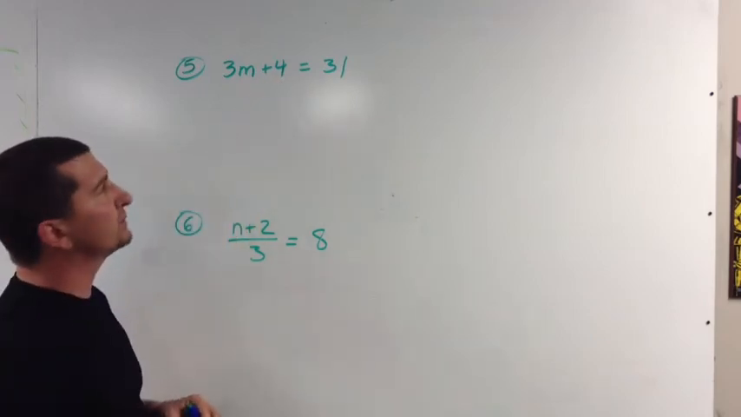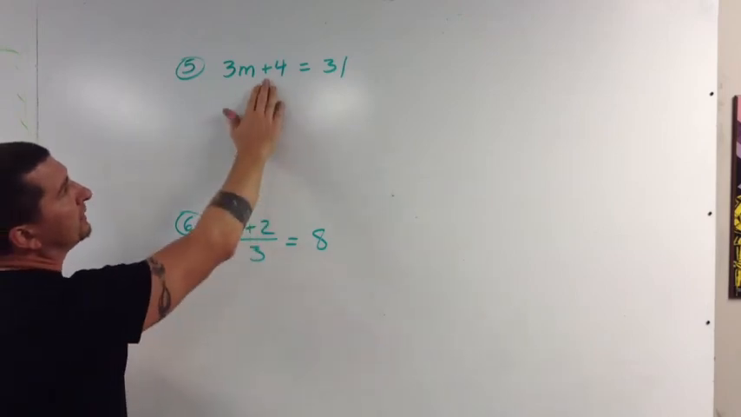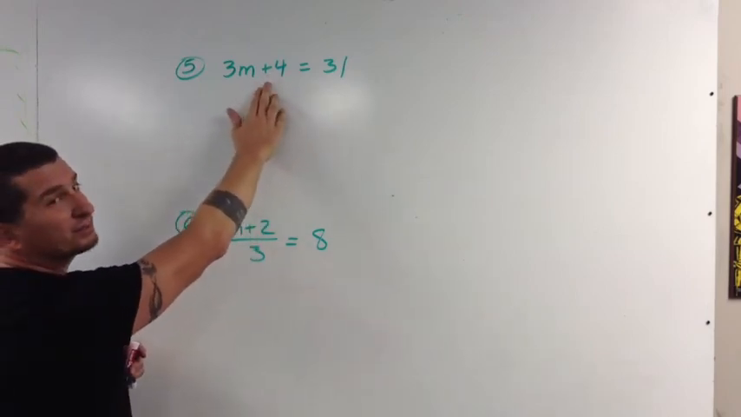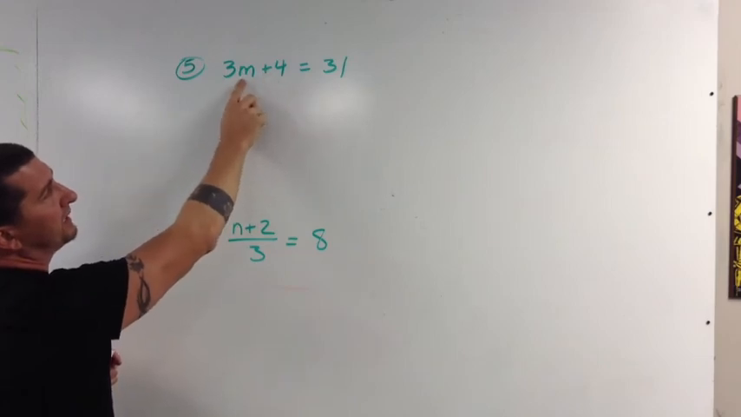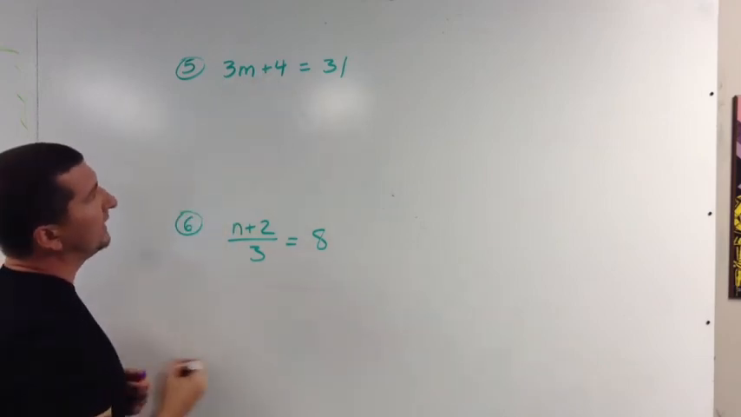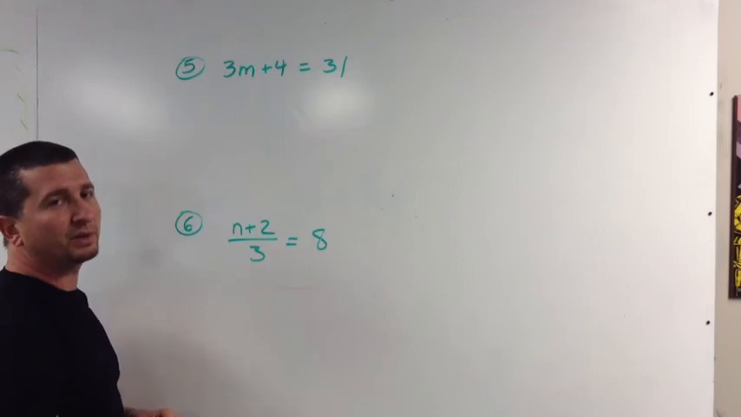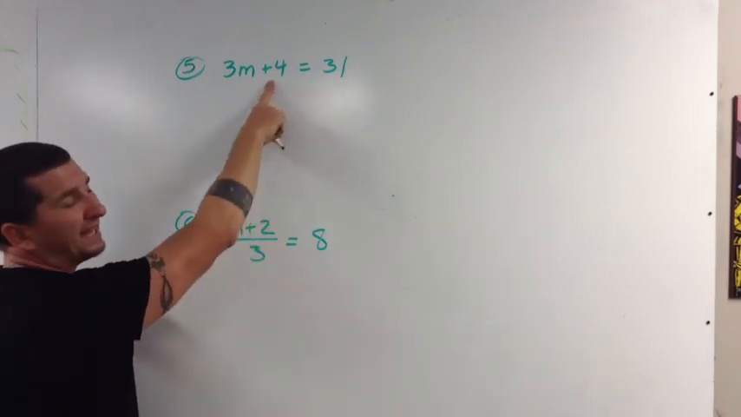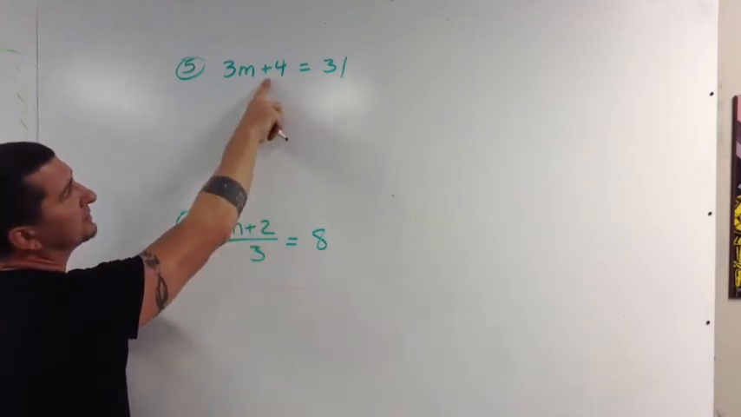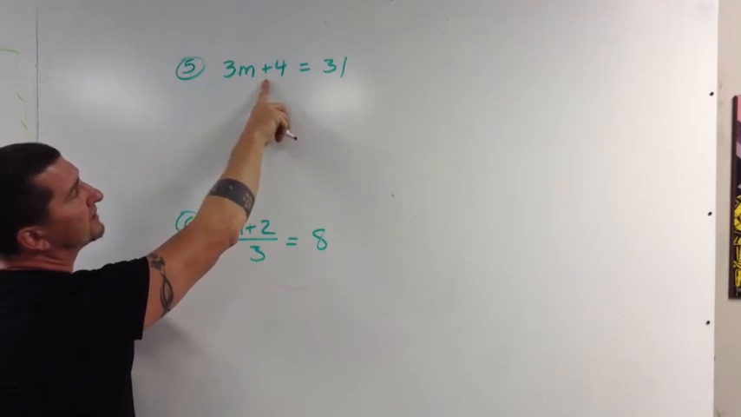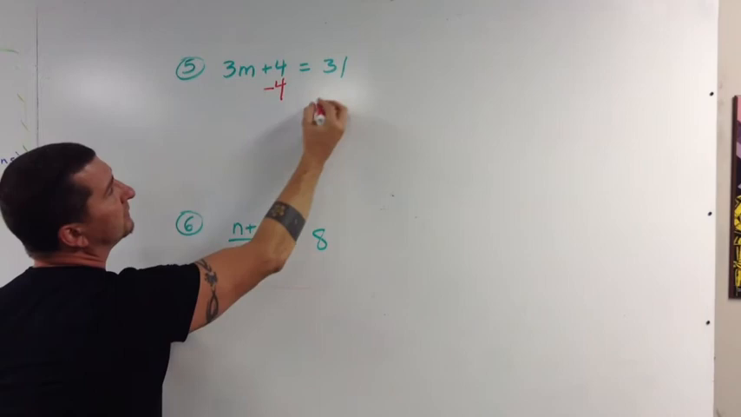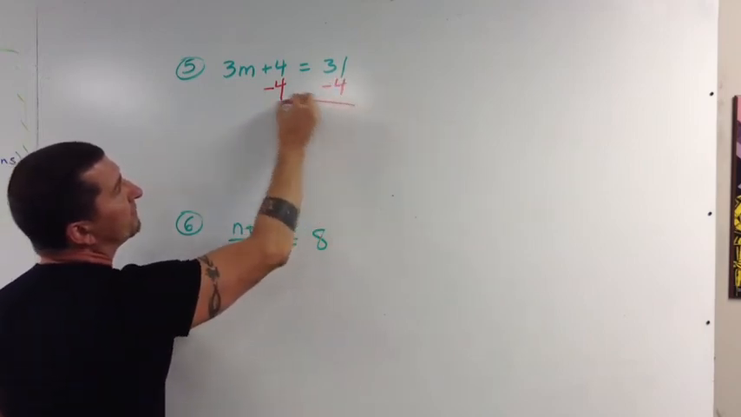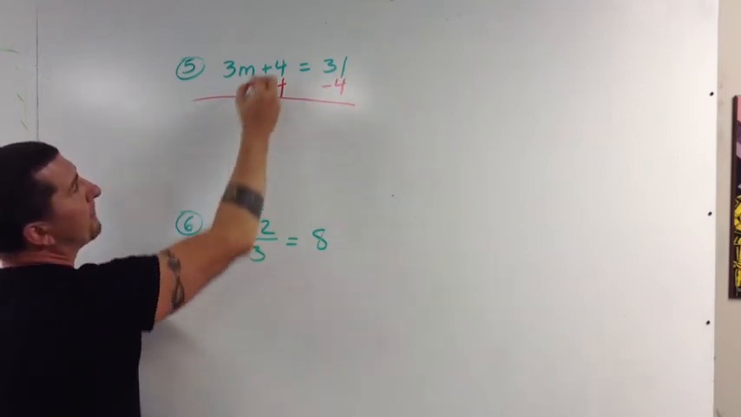In order to solve this, we have to do it in a certain order. We're going to look for the number that's being either added or subtracted to our variable. In this case, 4 is being added to m. And we're going to eliminate that number. We're going to do the inverse operation to this addition problem. So the inverse operation of adding 4 is subtracting 4. So we subtract 4 from both sides of the equation.